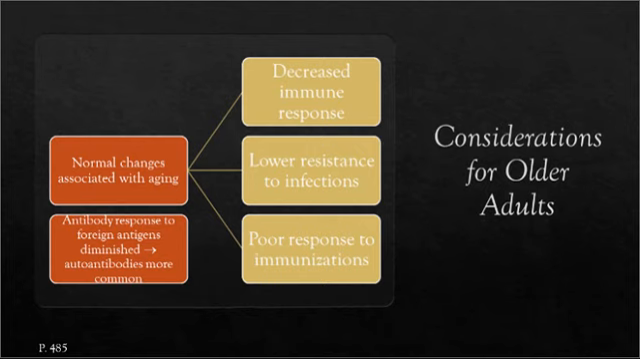Older adults: normal changes with aging are that we have a decreased immune response, lower resistance, and poor response to immunizations. That's why they now have the vaccine for influenza at age 65 and older. That is like 65% more robust than the regular influenza vaccine because they are so prone to have complications if they develop influenza. And that's part of nurses' responsibility for education. Okay, so I am done with this module.